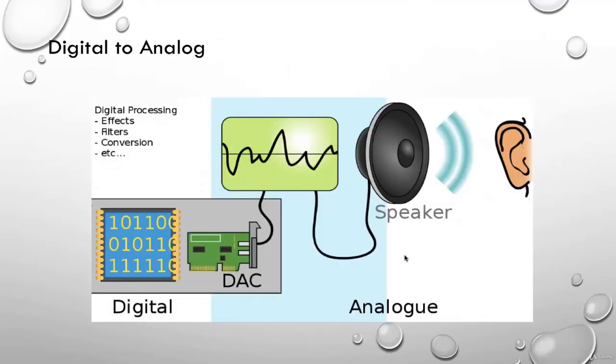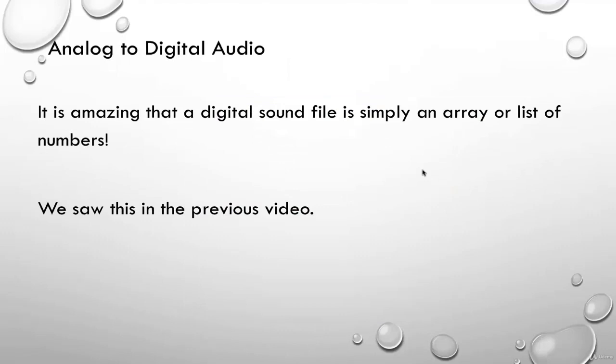And this process can be reversed. If I have an array of numbers, I can send it to a digital to analog converter and convert that into a voltage or a current that is continuous, and then that current powers the speakers. Because we sample at 44,100 times a second, the speakers have to vibrate or move 44,100 times a second to reproduce that exact signal. So it's kind of amazing that a sound file is just simply an array of numbers.